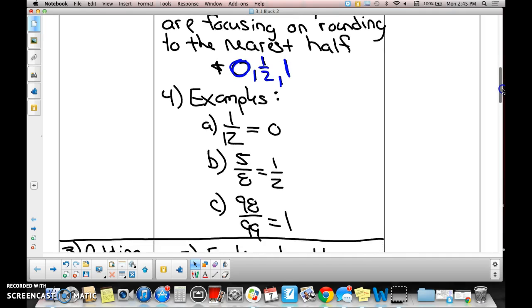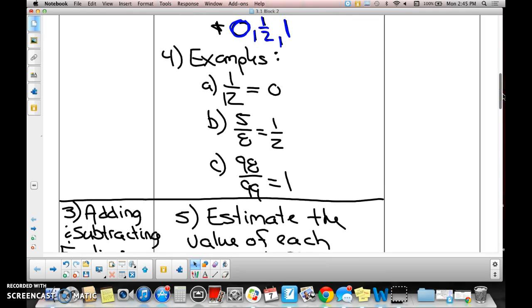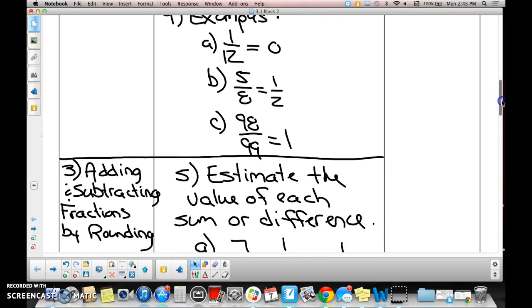Okay? Examples, 1/12. Closer to what, you guys? 0. 5/8. 1/2, and 98/99. 1. So anytime we're dealing with a number less than 1 fraction, we're rounding it to the 0, the 1, or the 1/2.